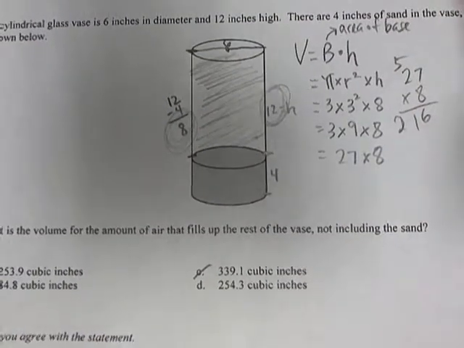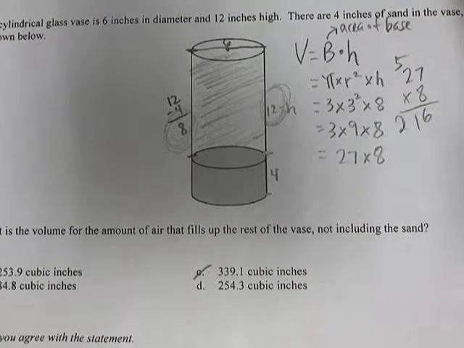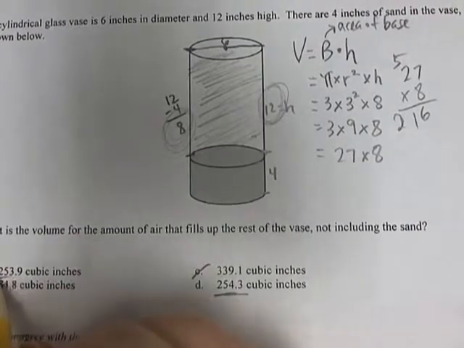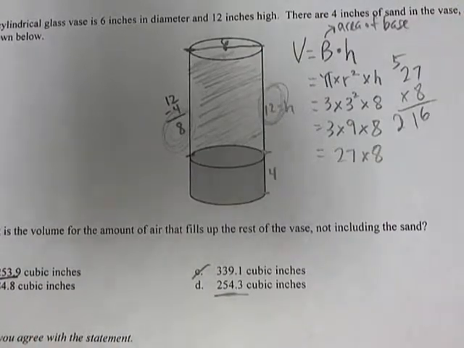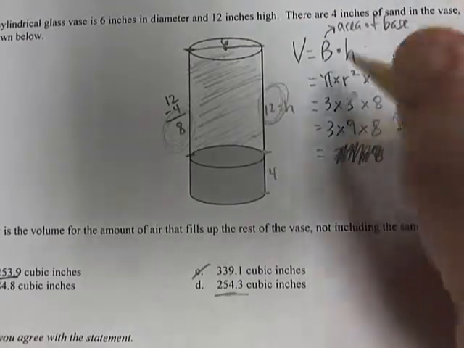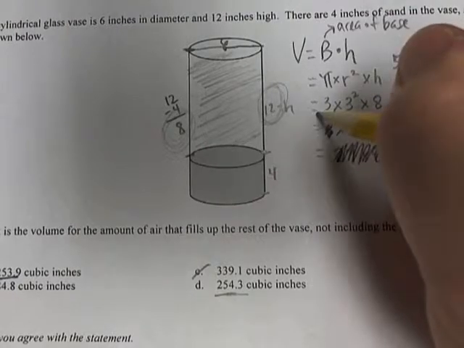So let's go back to one of our testing strategies. Before we round or estimate, we need to look at our answer choices to see if we have any that are real close together. Can you see how these are really close together? So now we need to go back and actually use 3.14. So I'm going to change this to 3.14.